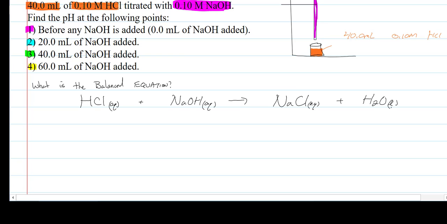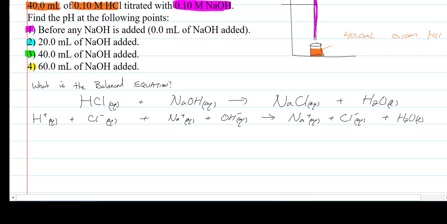Well, what's the detailed ionic equation? H plus, Cl minus, Na plus, OH minus. Hopefully this is very familiar. Na plus, Cl minus. Right, we're doing the detailed ionic equation from Chem 1. That's where you would review your Chem 1 notes.